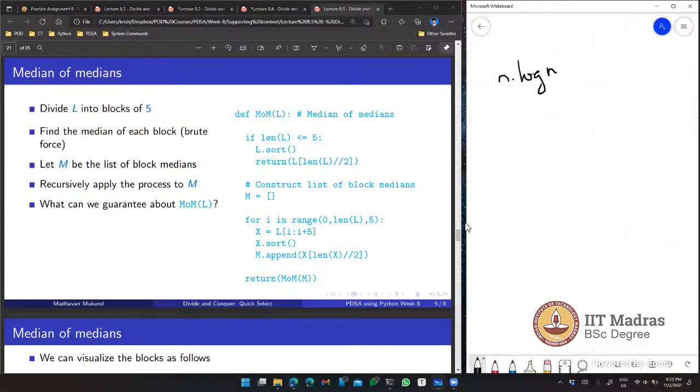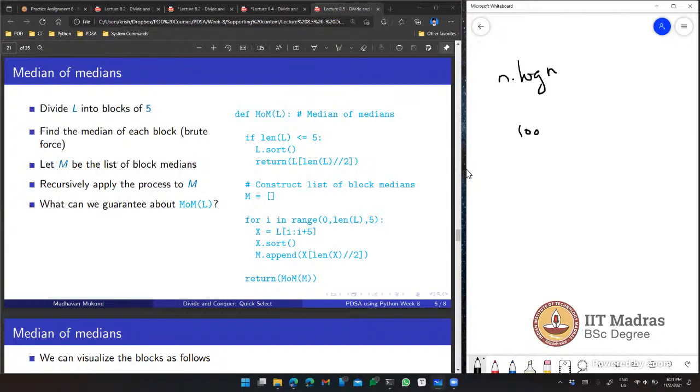For each block we need to find the median. For that, we create a list of medians. Suppose there are 100 numbers. We make blocks of five, so there are 20 blocks, and we find 20 medians. Yeah, exactly.